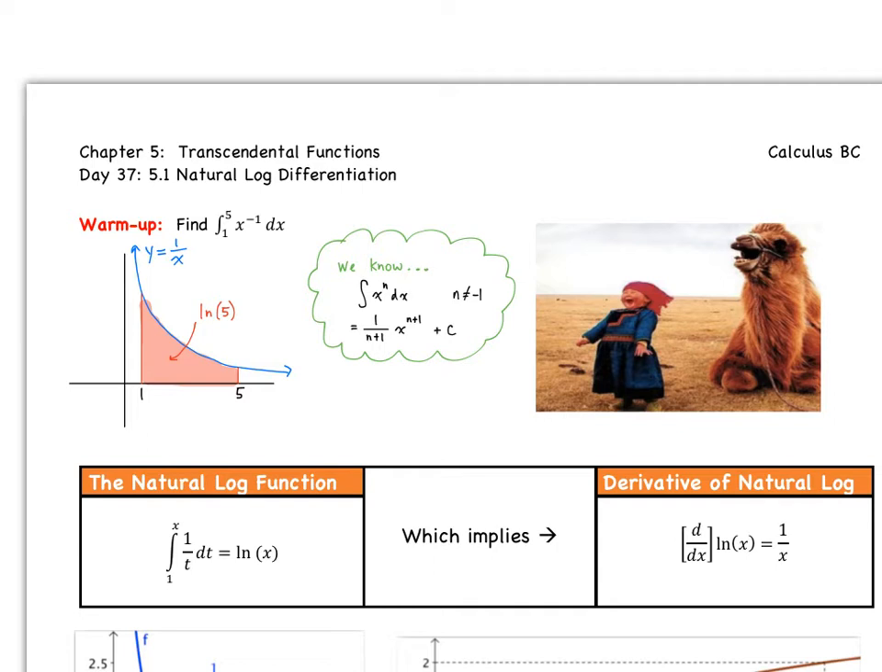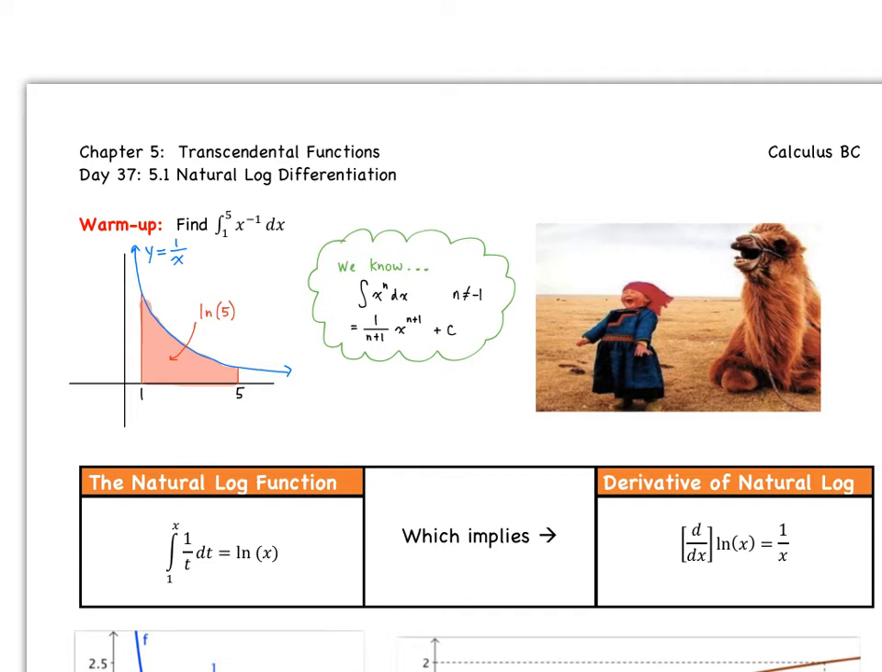So we're going to look at a quick warm-up here where we want to find the integral from 1 to 5 of x to the negative 1 dx. So if we were to graph that function, x to the negative 1, which is 1 over x, we're looking at this blue guy here. But if we were to try to integrate this, what would we get?